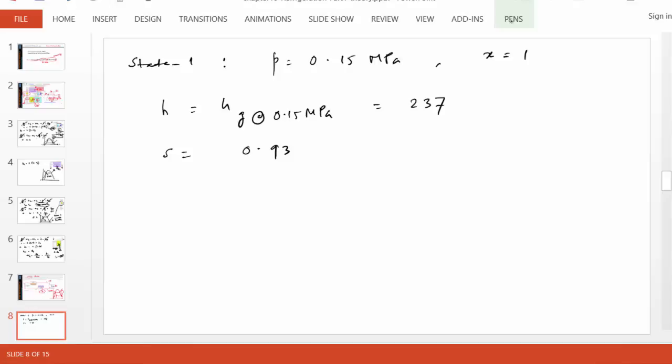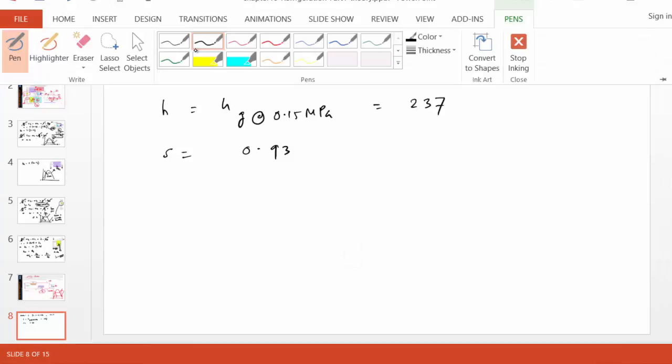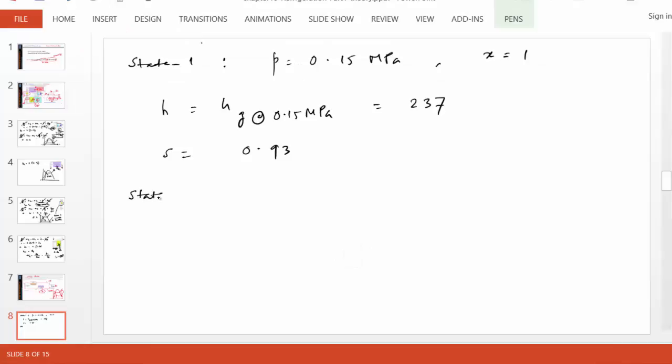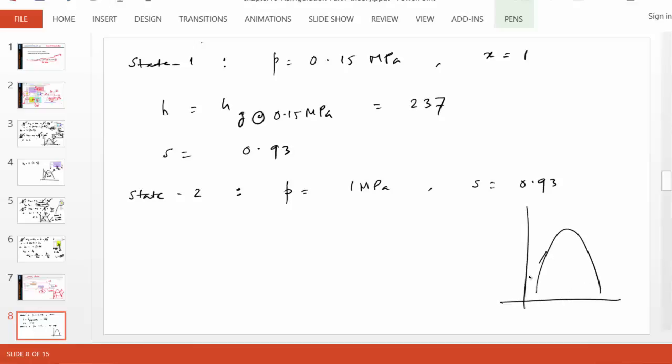So let's go to state 2 now. What do we know about state 2? The pressure is 1 MPa and entropy is about the same because it is isentropic. So at 1 MPa, we first have to figure out where the state is. Is it superheated or a mixture or what? Of course, you understand from the diagram itself that if this is state 1, state 2 must be superheated. But you can prove it just to make sure.